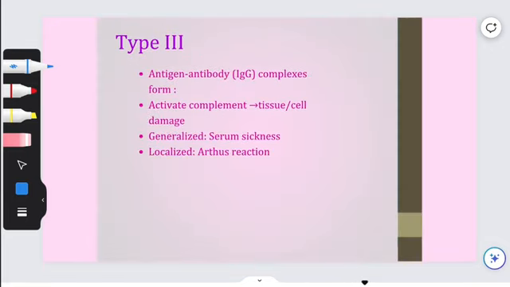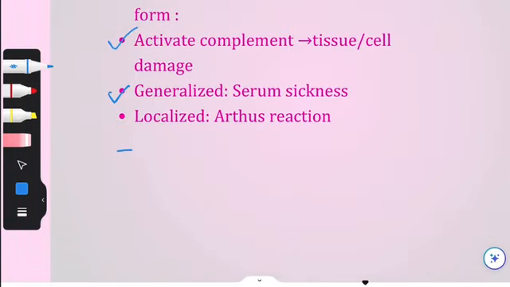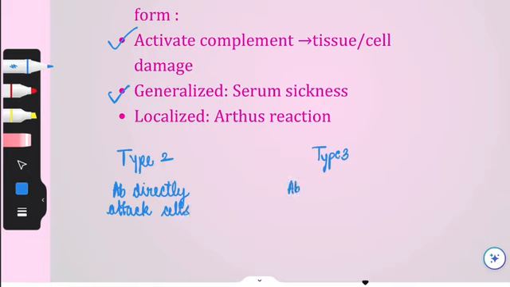Type 3 hypersensitivity disorders. These disorders occur when an antigen and antibody complex is formed, usually with IgG. These complexes activate complement, and this leads to tissue and cell damage. Then, what's the difference between type 2 and type 3? Well, the difference is that in type 2, antibodies directly attack the tissue or the cells. In type 3, they bind to small antigens and then they deposit in the tissues as a complex of antigen and antibody together, and that leads to the disease.